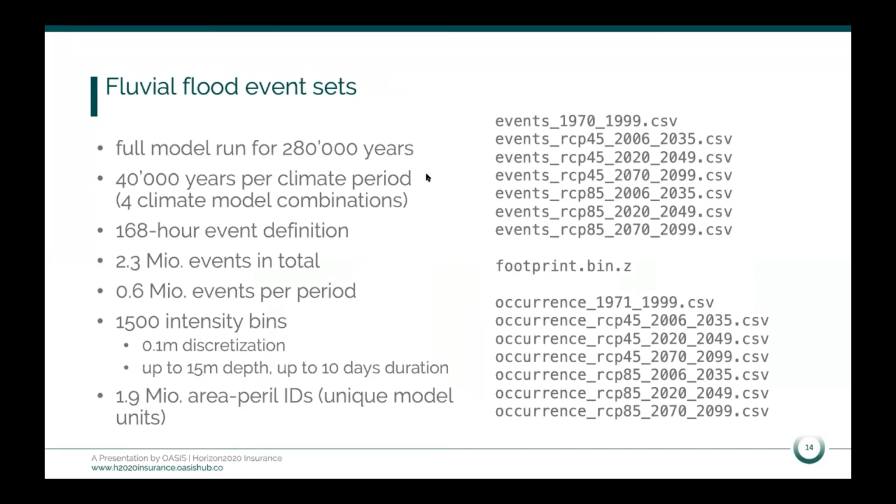Here are a few stats: for each period we have about 500,000 events over the entire catchment. It's discretized into 10 centimeter intervals up to 15 meters depth, and into 1.9 million areaperil IDs, which are the unique model units of this Oasis LMF implementation.